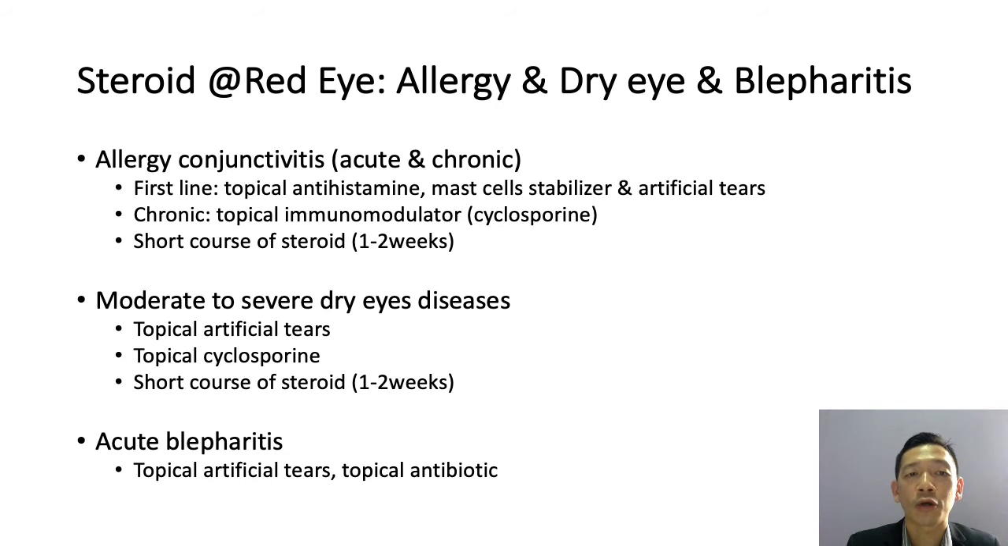So the alternative of cyclosporine as an anti-inflammatory in chronic conjunctivitis and also dry eye disease will help you to prevent the complications of the steroid that we discuss later. So for blepharitis, basically there is no role for the use of topical steroid. The main treatment will be topical artificial tears and also topical antibiotic to target the microorganism in your eyelid.